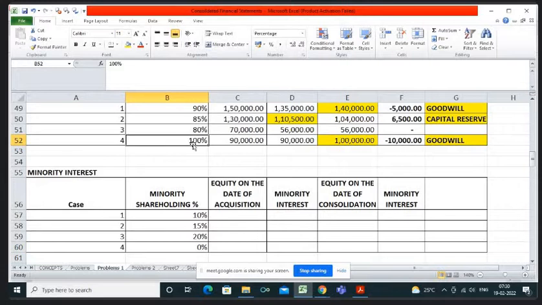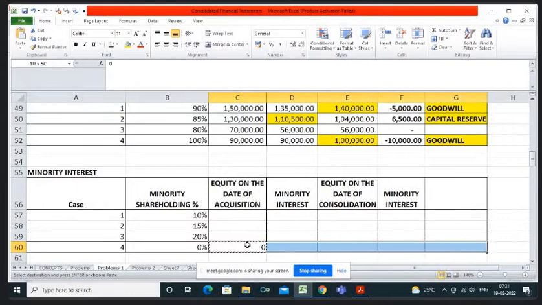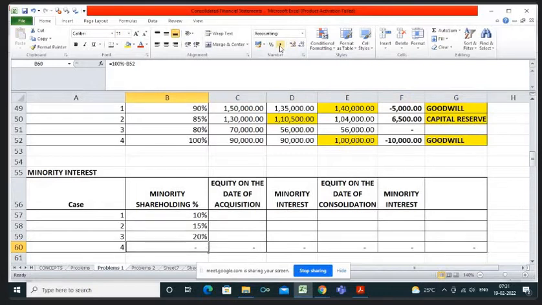So this is the case of a fully owned subsidiary. There will not be any minority interest, so there is no need of calculating the minority interest. For the fourth case, it will be 0 everywhere. So in only 3 cases we will have a minority interest.